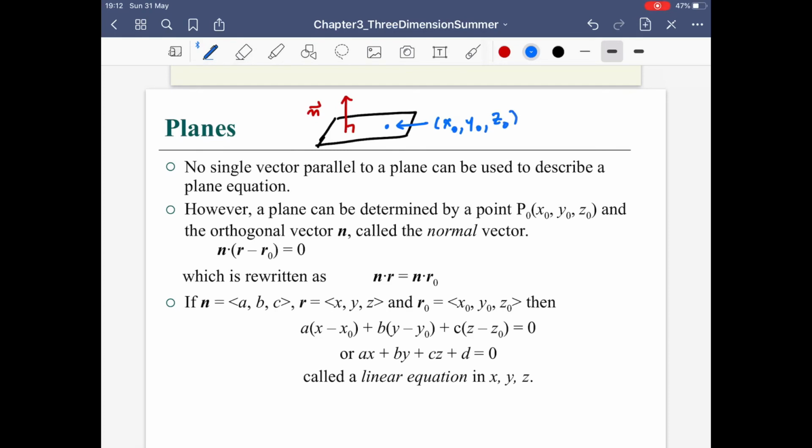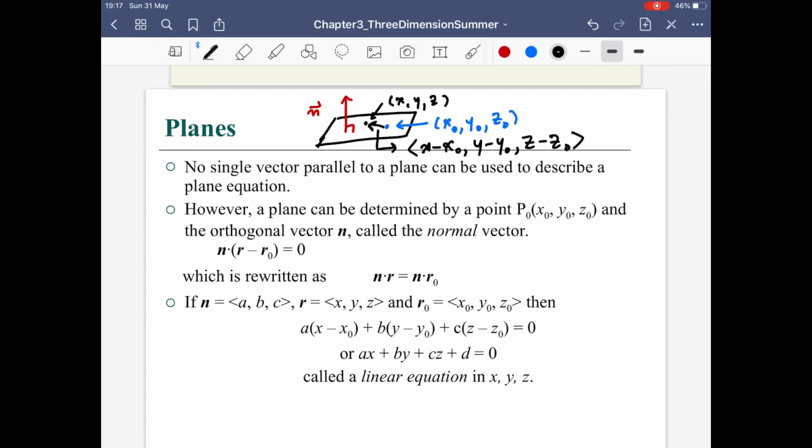Okay, so to determine the equation of the plane, you just pick one arbitrary point on the plane, called x, y, and z. Okay, and then you are going to find the vector here. This vector starts from the point that the plane is passing through and terminates at the arbitrary point x, y, z. So this vector is simply x minus x0, y minus y0, and z minus z0.